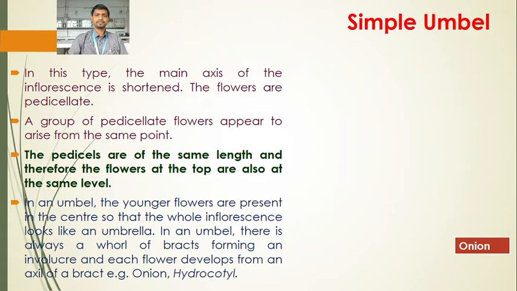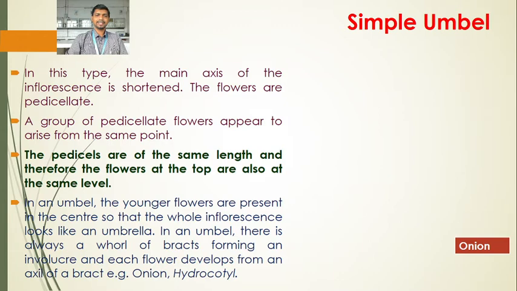In an umbel, the younger flowers are present in the center so that the whole inflorescence looks like an umbrella. So the name umbel is given to this inflorescence because the younger flowers are present at the center, and the pedicellate flowers are of the same length, so the flowers at the top are also at the same level. So this inflorescence looks like an umbrella.